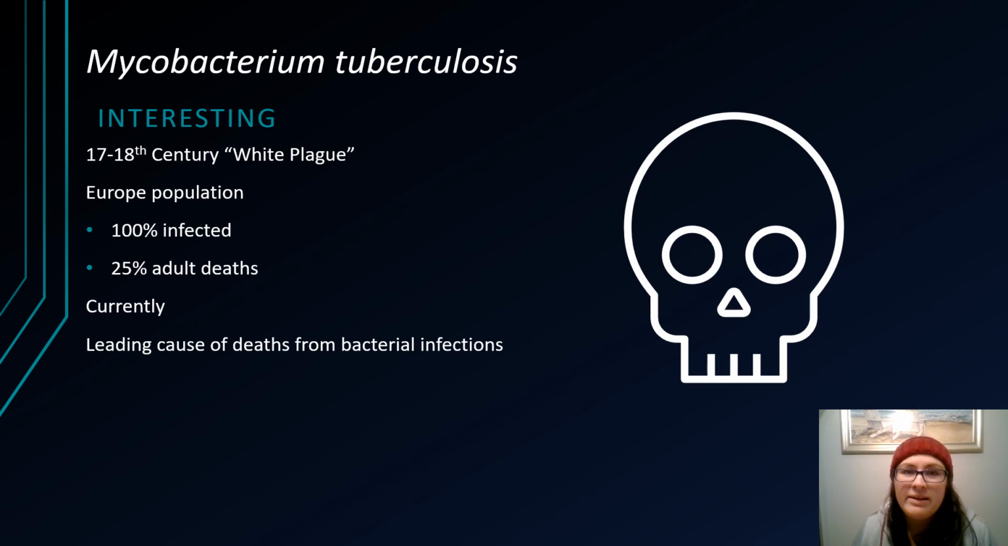Something interesting is that in the 17th century, tuberculosis was called the White Plague, and it affected nearly the whole population of Europe. It caused 25% of the deaths in Europe. And currently, it's the leading cause of death by bacterial infection.